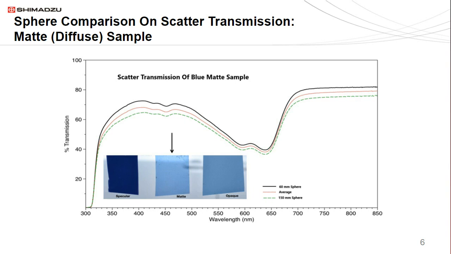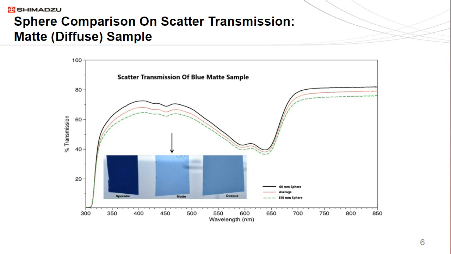Here we're looking at a sample that scatters a significant amount of light. It has a matte or a diffuse finish on it, and you can see there is a large difference between a 60 and a 150 millimeter sphere. Typically, the 60 millimeter sphere is always going to give you the higher measurement, and the difference is strictly the ability of these different size spheres to integrate.